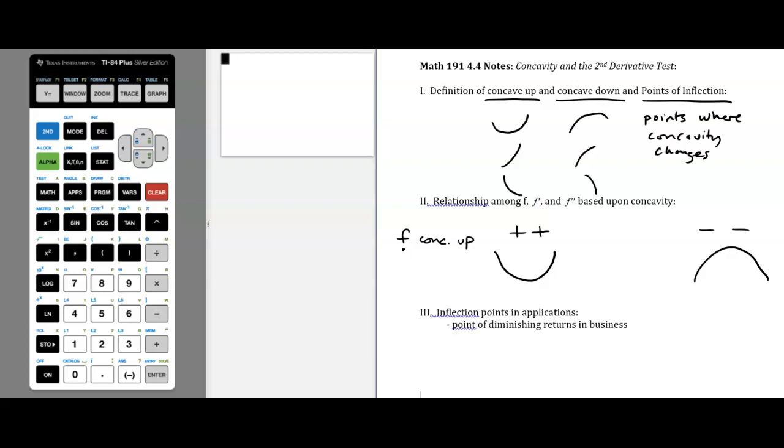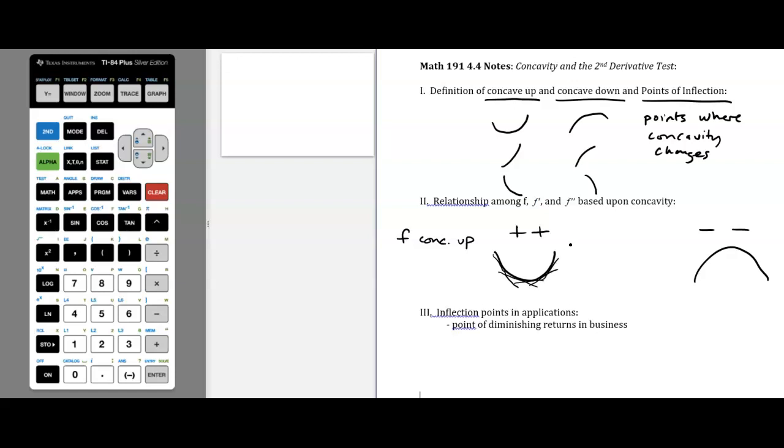And when f is concave up, the big definition is this. Look at the slopes of those tangent lines here. The defining feature is that the slopes of those tangent lines go from negative, and then less negative, and then 0, and then positive.